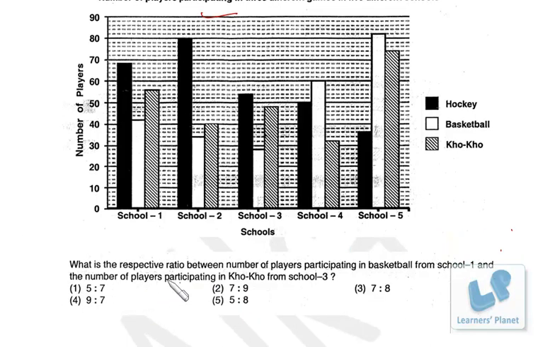Now, what is the respective ratio between number of players participating in basketball from school 1 and number of players participating in Kho from school 3? So, basketball from school 1. Basketball, this one, school 1, that's 42. So, basketball from school 1 is 42, and Kho from school 3 is 48. Right?